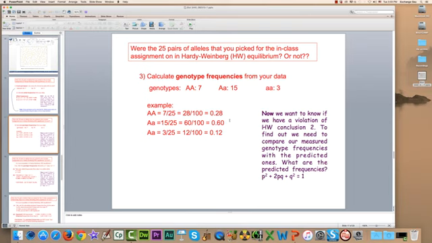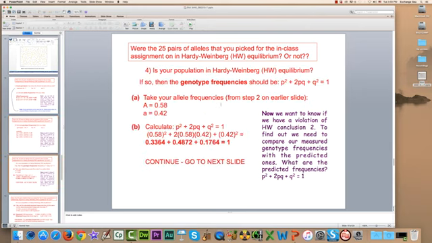What is the Hardy-Weinberg conclusion? If we are in Hardy-Weinberg equilibrium, then our genotype frequencies should be in the proportion p squared plus 2pq plus q squared equals 1. So how do our genotype frequencies here compare to Hardy-Weinberg predicted genotype frequencies? Is our population in Hardy-Weinberg equilibrium? If so, the genotype frequencies should be p squared plus 2pq plus q squared equals 1.